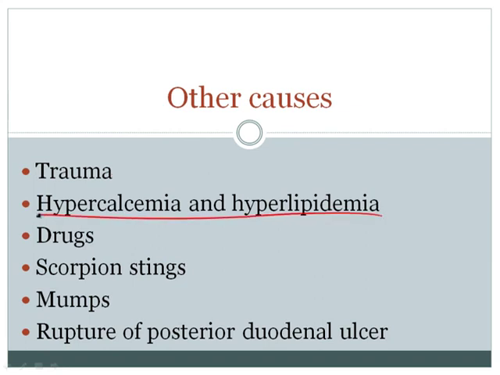Hypercalcemia and hyperlipidemia are also important causes of acute pancreatitis. The way by which I remember hypercalcemia is to just remember that calcium is an activator of enzymes. And so if there's a high calcium within the blood, obviously that high calcium could potentially activate the pancreatic enzymes. Drugs can also cause acute pancreatitis. The venom from a scorpion can also cause acute pancreatitis. Recall that the mumps virus has a propensity to infect the pancreas, increasing the risk for acute pancreatitis. And finally, rupture of a posterior duodenal ulcer can result in pancreatitis, and that's because the head of the pancreas sits slightly posterior to the duodenum.